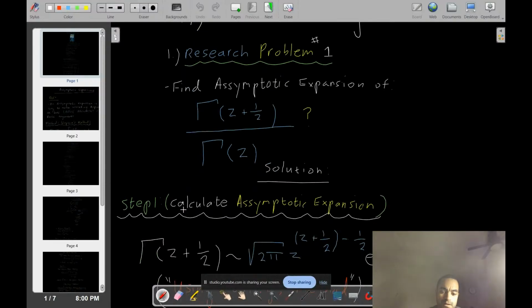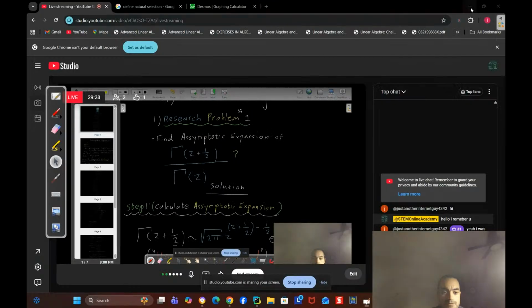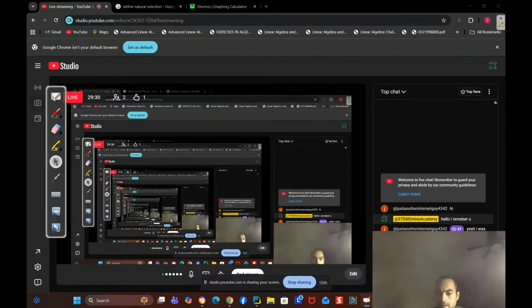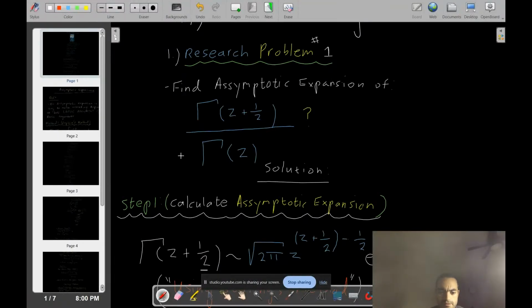Gamma of z plus 1/2 uses the very last formula that I just put on the board: root 2 pi times z, all to the power of z plus a minus 1/2, times e to the negative z, times 1 plus a times (a minus 1) divided by 2z, plus an infinite series. That's what we have to use here because this is in the form of z plus a, where a is 1/2. Does that make sense? Should make sense.